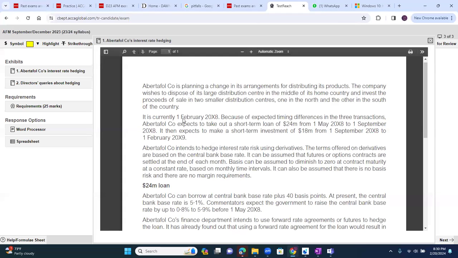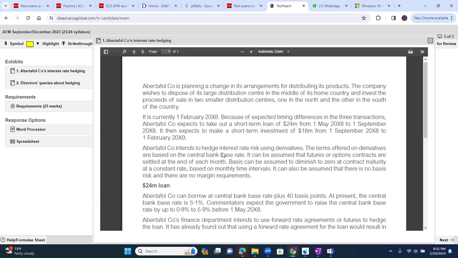Okay, today is 1st February. This is important, the second paragraph. You will take a loan on 1st May: Feb, March, April, you will borrow after 3 months. You will borrow on 1st May till 1st September: May, June, July, August, for 4 months. After 3 months, for 4 months, total 7 months. Then after 7 months, you will invest 18 million on 1st September for how many months? For 5 months: September, October, November, December, and January, for 5 months.